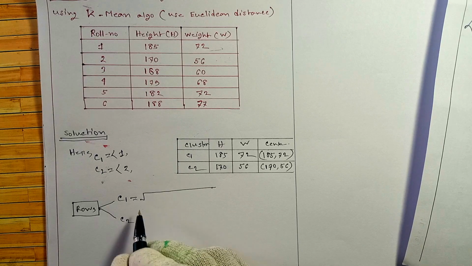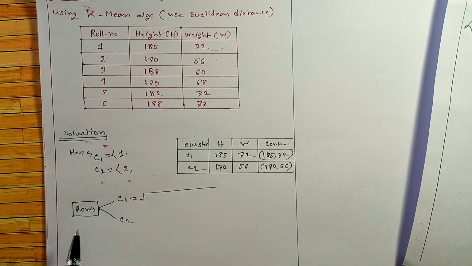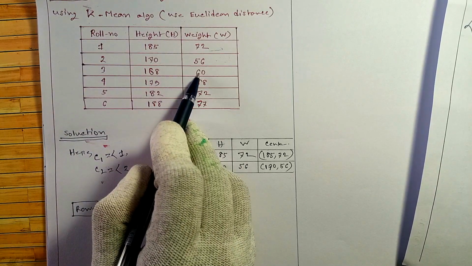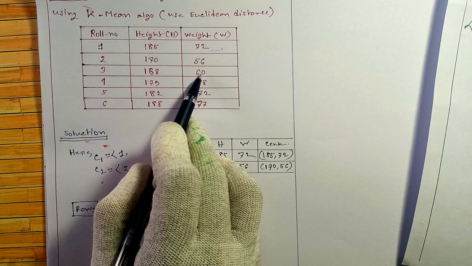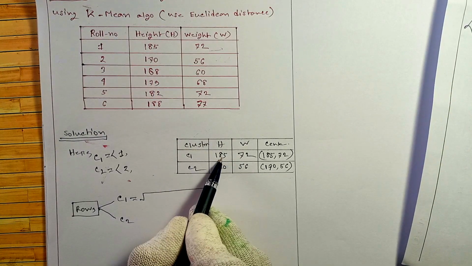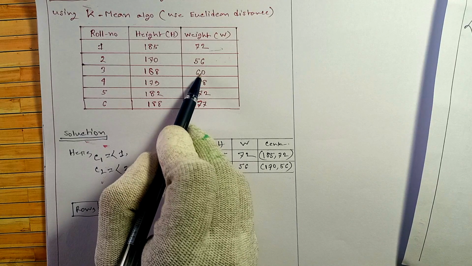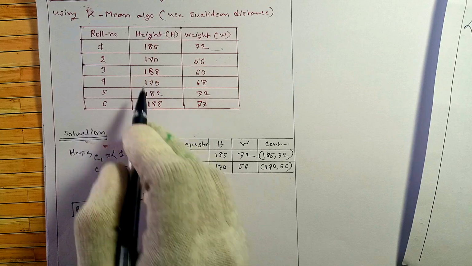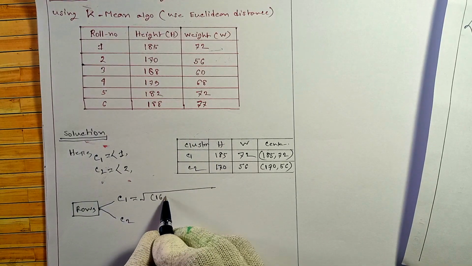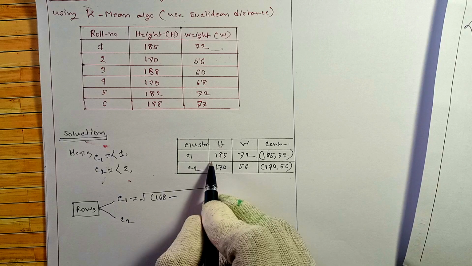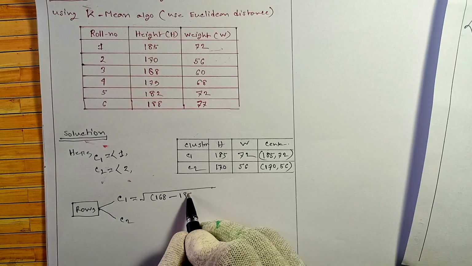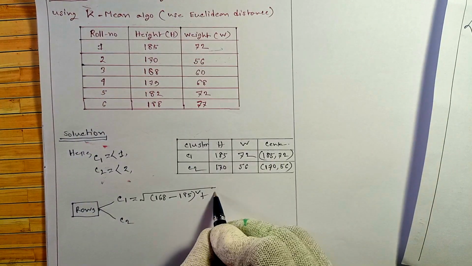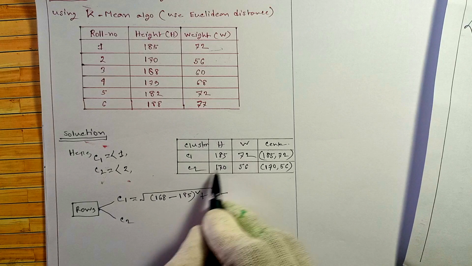So under the root, what will be x1? I am finding for row 3. Row 3 is this line: 168, 60. So this one will be x1, and in the case of c1 this will be x2, this one will be y1 and this one will be y2. So let's write it. Row 3 is 168, so (168 minus 185)² plus (60 minus 72)².